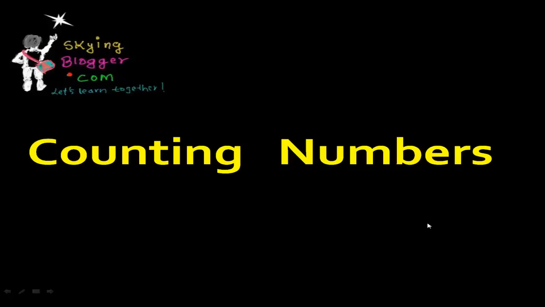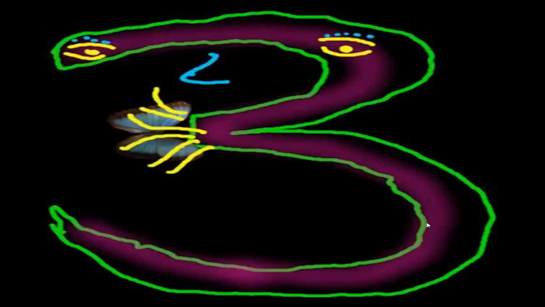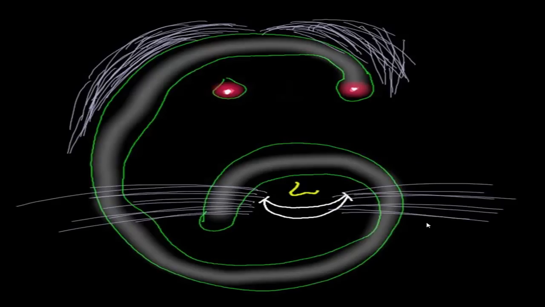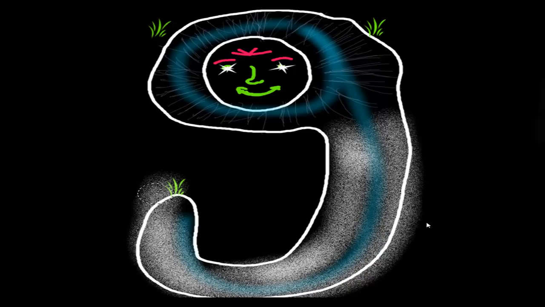So our first number is 1, and then 2, 3, 4, 5, 6, 7, 8, 9, 10, right? Let's count in reverse order.